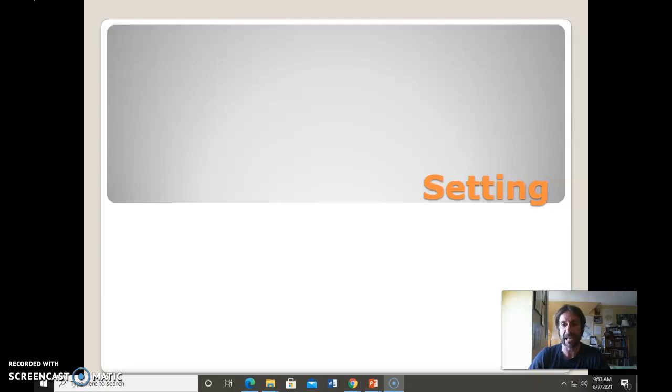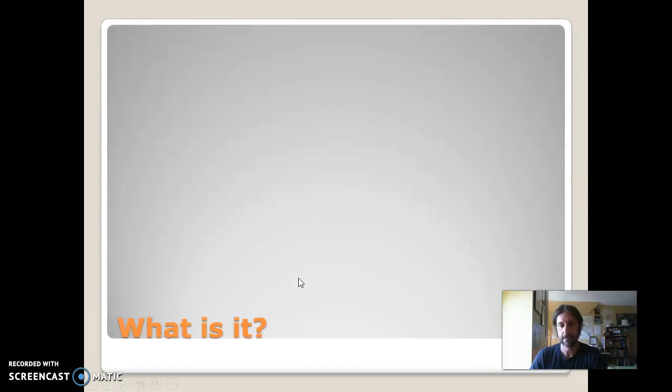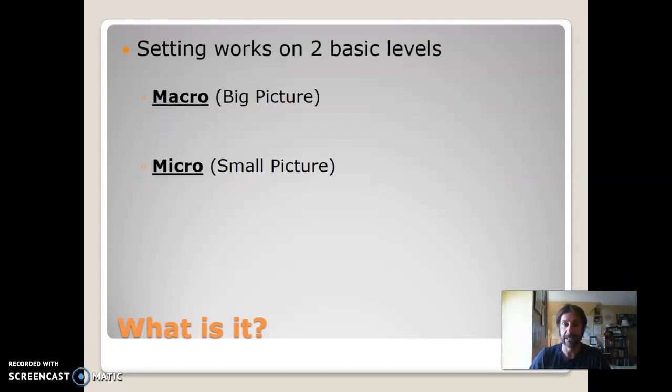Now setting, we probably know as the time, the place, the culture, the context for the story. It's the location. And a work, a short story or novel, can have many settings. Certainly if you've seen films, they have many settings. And generally it's three W's. It's the where, it's the when, it's the whether.